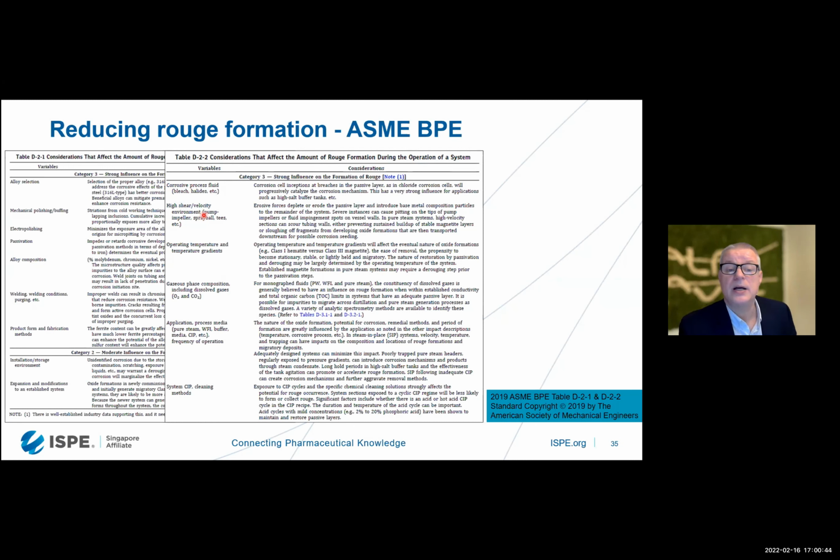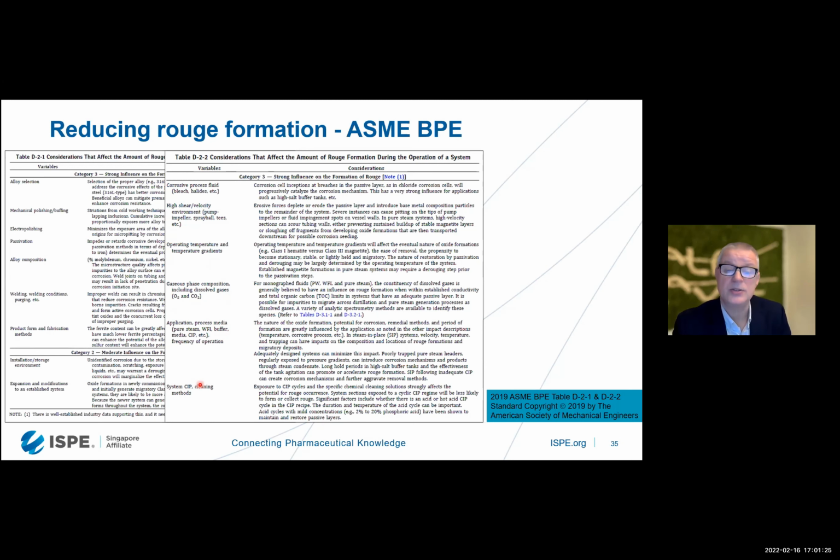But they also talk about high shear and velocity, where maybe you should look at a low delta ferrite content in order to avoid the erosion. Operating temperature, as I mentioned, the higher the temperature, the higher risk you will get for generating rouging. And they also talk about gaseous phase composition, especially carbon dioxide. They talk about application process media, but it's mainly water for injection. We see in buffer media, you seldom have problems with rouging, I would say, because the temperature doesn't need to be that high. And they also talk about system cleaning.